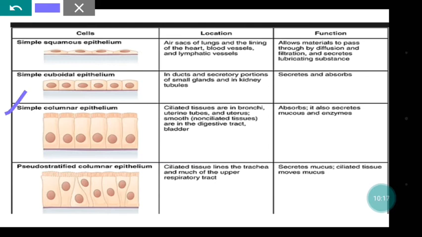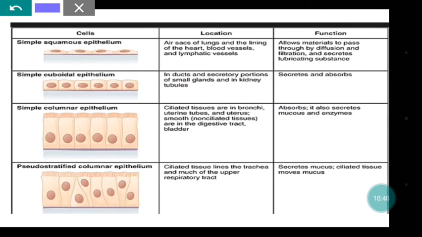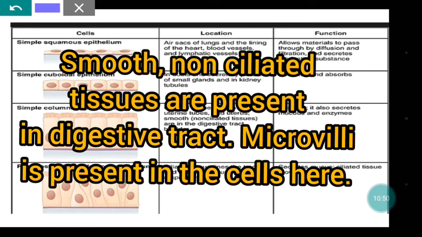The third one is the simple columnar epithelium. The column is a rectangular shape, and in few cases there will be cilia present on the upper portion. So these are the cilia, those are present on the upper portion of the cell. Ciliated tissues are in bronchi, uterine tubes and uterus. Smooth non-ciliated tissues are in the digestive tract as well as in the bladder.